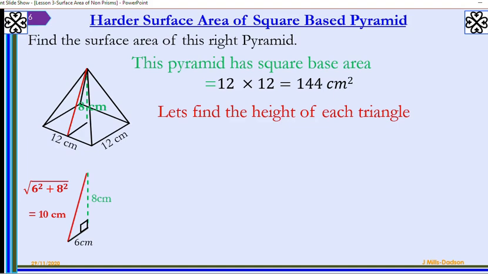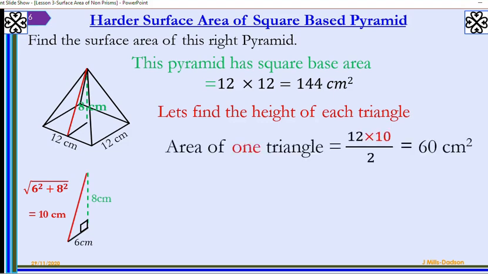Now that I know the height of the triangle is 10, one triangle will be 12 times 10, because the base is 12 and the height is 10. So 12 times 10 divided by 2 is 60. 4 triangles will be 4 times 60, which is 240.